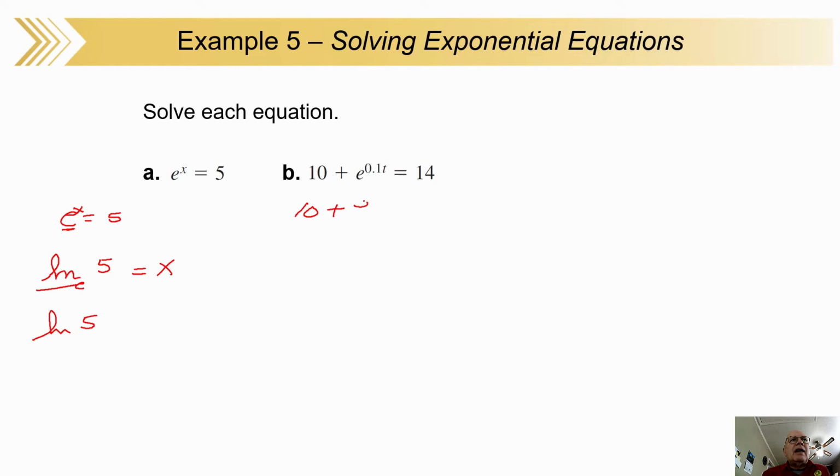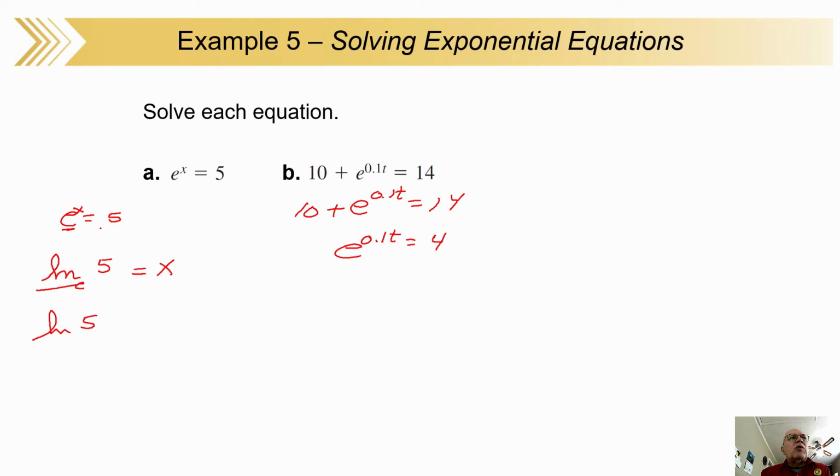Second one, 10 plus e to the 0.1t equals 14. This is where we start isolating the exponential expression. So we'll subtract 10 from both sides. That way the expression with the t in it is isolated.